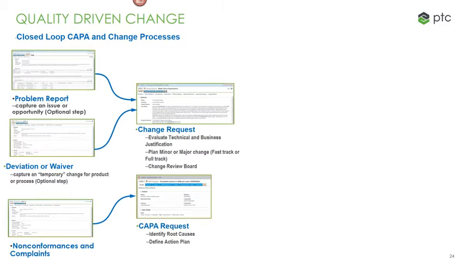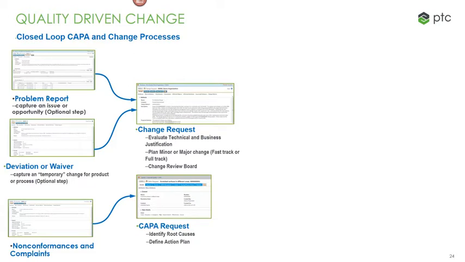Initial issues can be captured in a number of different means. It can be a problem report to capture an issue or an opportunity, a deviation or a waiver to capture any temporary change for a product or a process, or it can be a nonconformance or a complaint that we reviewed earlier. A problem report and deviation waiver can move to an engineering change request for further evaluation for the technical and business justification, also to plan minor or major changes depending on the track, and also establish a change review board.